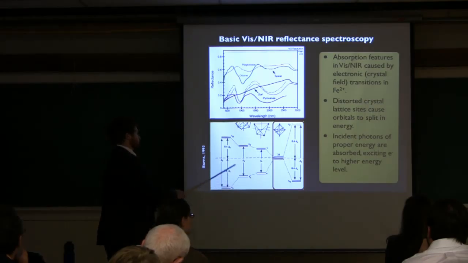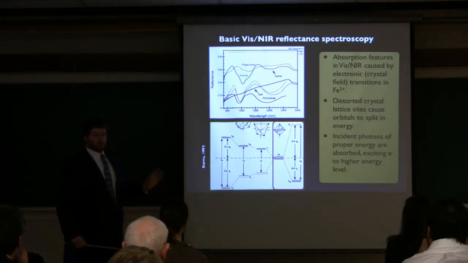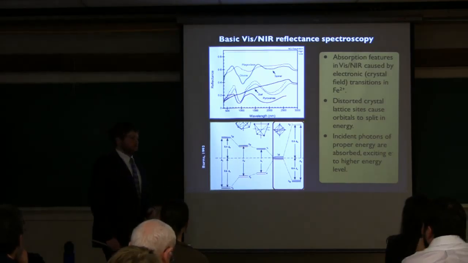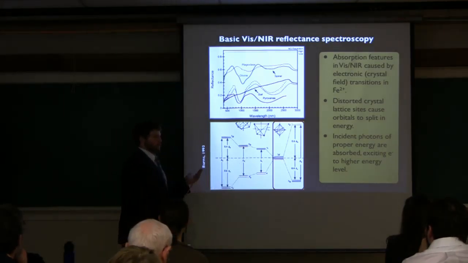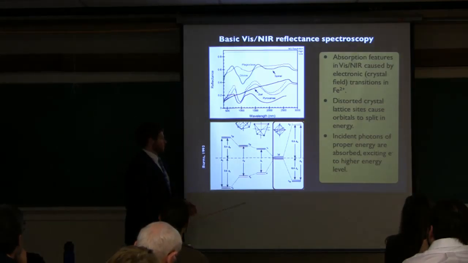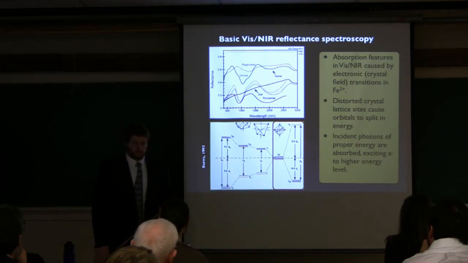And just to zero in, we'll be focusing mostly on minerals that have iron in octahedral sites today, but you'll find cations in various different coordinations. For pyroxene and olivine, we'll mostly be focusing on octahedral coordination.